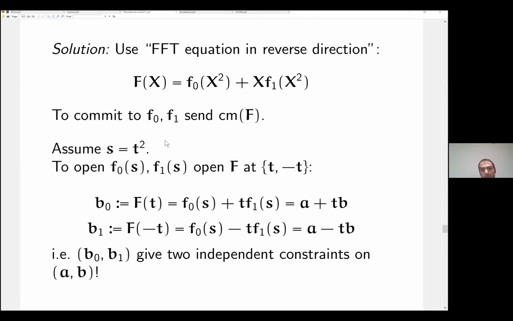Right, so why does this work? Well, f of t is f0 of t squared, which is f0 of s, plus t times f1 of t squared, which is again just s. So if we call f0 of s and f1 of s a and b, this is a plus tb. And now f of minus t, again because of the squares, is f0 of s minus t times f1 of s, which is a minus tb.